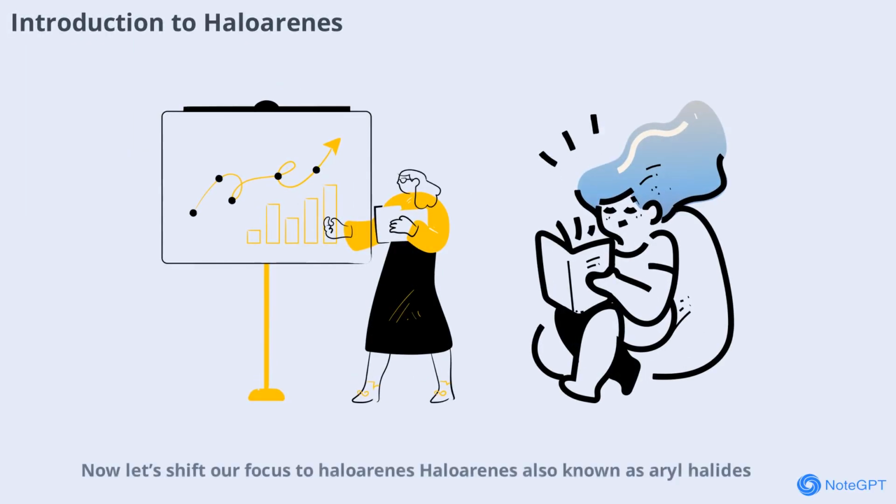Now let's shift our focus to haloarenes. Haloarenes, also known as aryl halides, are aromatic compounds where one or more hydrogen atoms on the benzene ring are replaced by halogen atoms. These compounds exhibit unique properties due to the aromatic ring stability and the influence of the halogen. Haloarenes play a significant role in the synthesis of dyes, drugs, and pesticides.